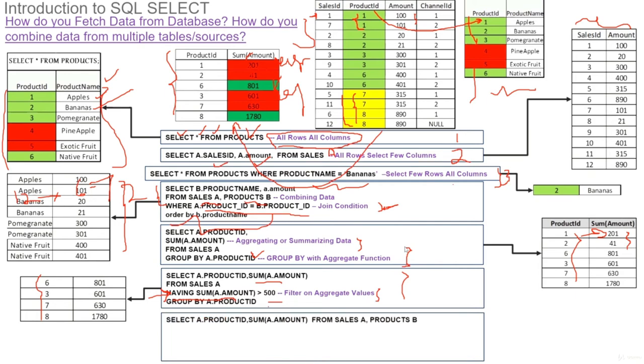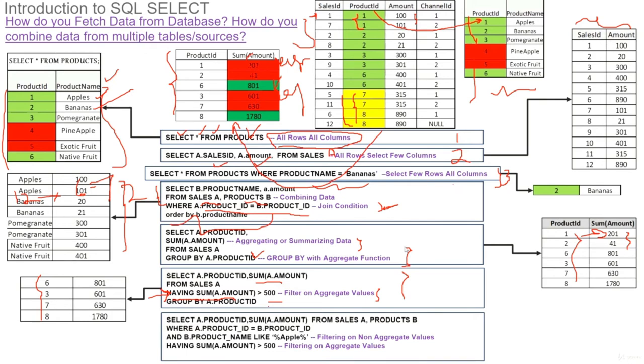Okay. So the last one, let's take a look at this. I'm selecting product ID, I'm selecting the sum of amount from sales and product, and I'm also doing a join on the product ID column, and I'm also specifying a where condition, okay.